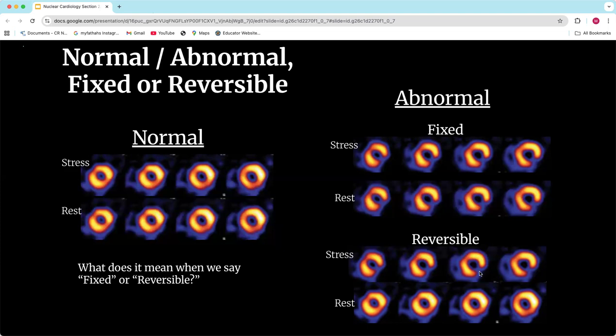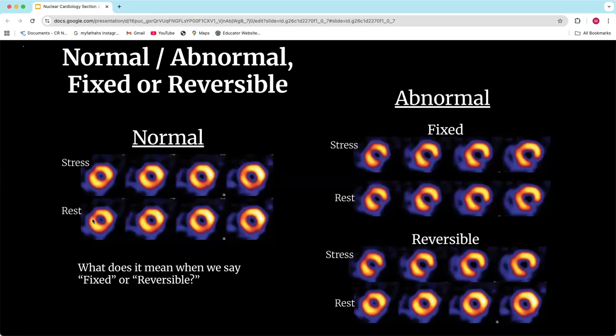I didn't reverse it, right? The reason they still use those terms, meaning it was reversible, is that the defect filled in with the rest. But it can be a little confusing. So hopefully that makes sense to you. That's why, like I said, the terminology came from thallium, and it makes sense there. We had a fix and we reversed it, or we didn't reverse it. So fixed or reversible. Okay, that's what that means.